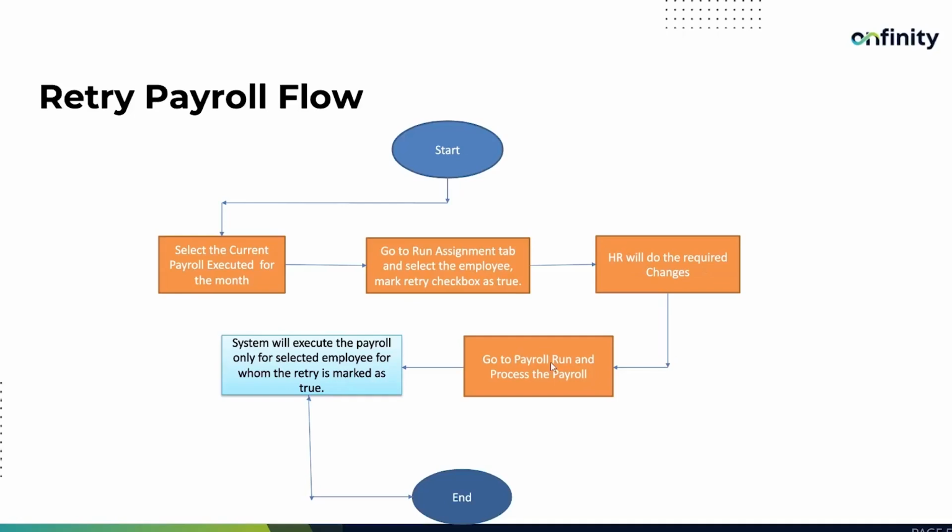After making the changes, they will go back to the payroll run record and process the payroll again. The system will then execute the payroll calculation only for those selected employees for whom the retry box was marked true. And here the process ends for retrying payroll for those specific employees.